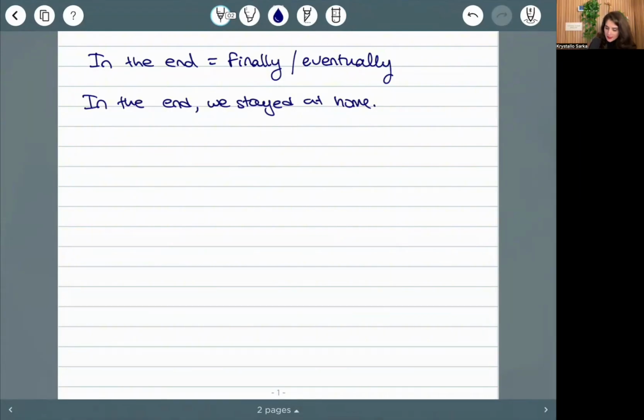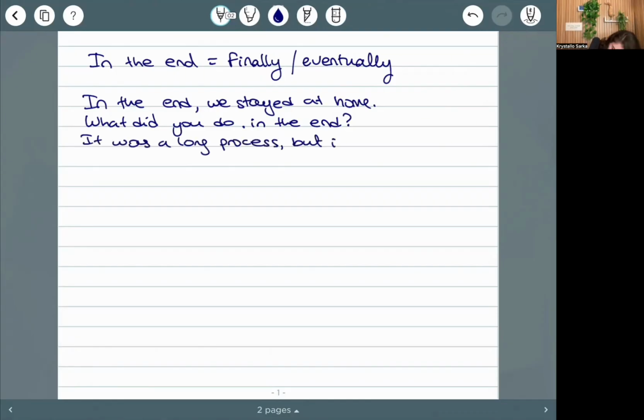Or at the end of a sentence. Now, in the middle is not very common, but of course you can do it, and it would be something like this: "It was a long process, but in the end, it was worth it." So you can see here we use "in the end" at the beginning, at the end, or in the middle of a sentence. So that's the main use of "in the end": finally, eventually.